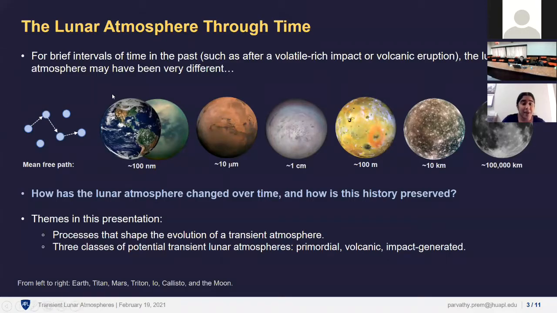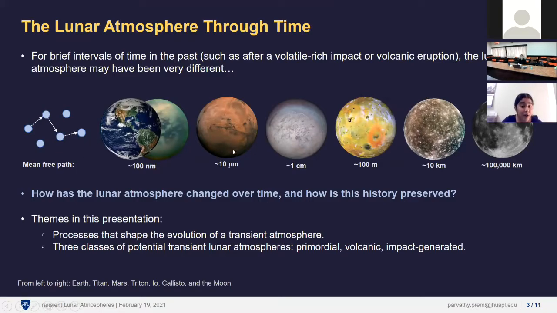So we can look at atmospheres throughout the solar system, and we can classify them in terms of the mean free path. The mean free path is the average distance that two molecules move in the air before they collide. Now on our own home planet Earth and on some moons like Titan, the moon of Saturn, that mean free path, that distance that molecules travel before they collide with another molecule, is tiny. It's only on the order of 100 nanometers.